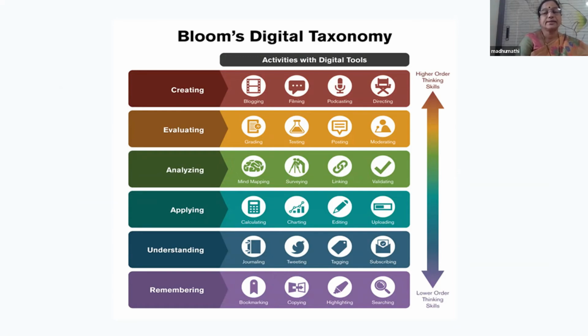The activities that are created through Bloom's digital taxonomy, again we map with the low-level and high-level thinking. It depends on how, if the student is just copying, that means he is of lower order thinking skill. If the student is able to mind map, to survey, to locate links and then come out with his own ideas, then his order of thinking is high. And this is how Bloom's digital taxonomy also assesses the upskilling of the student.